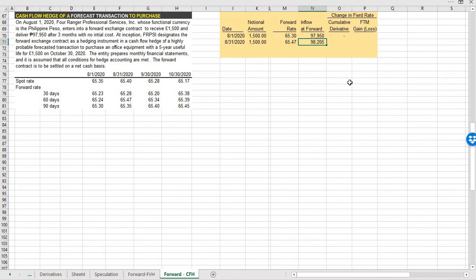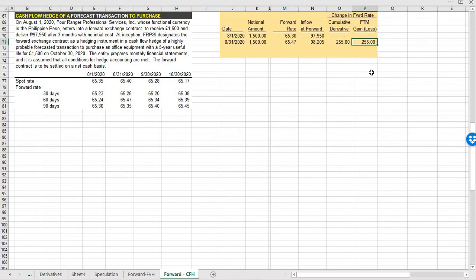Unahin natin ang cumulative. Actually, parehas naman yan sila kasi ito pa lang yung first change after the inception date. So, for the derivative, we have 255 pesos. Ito ay positive. So, ito ay asset. Kasi, bakit? Kasi tumaas ang inflow from 97,950 naging 98,205. And syempre, dahil naging asset ang ating derivative, gain yan na 255 pesos.